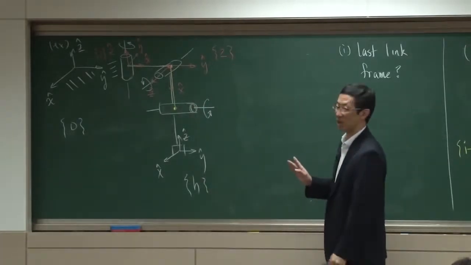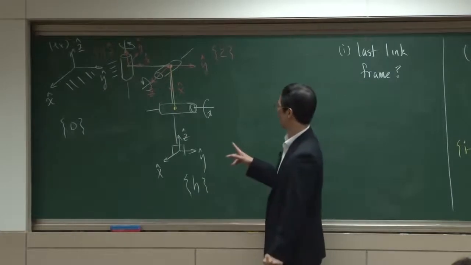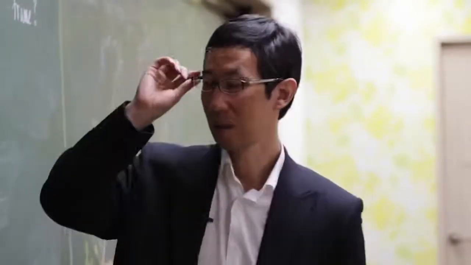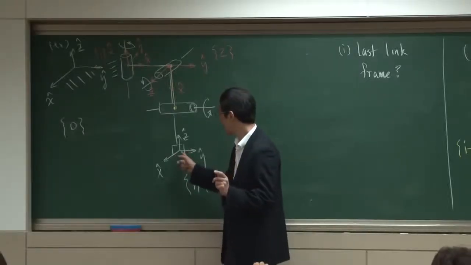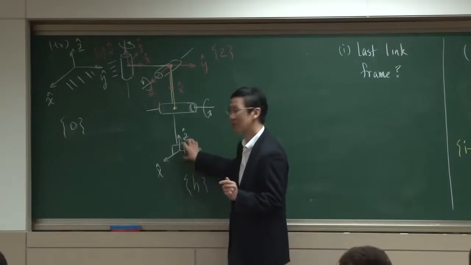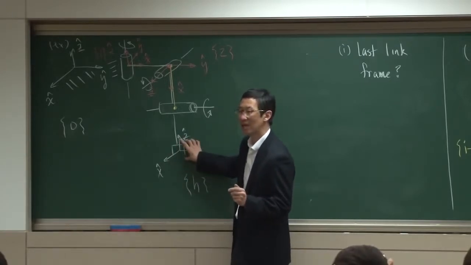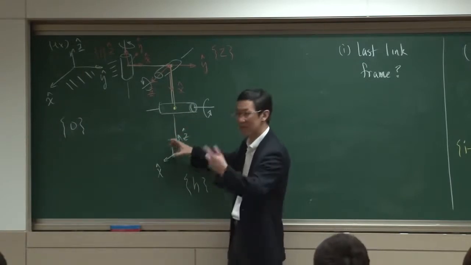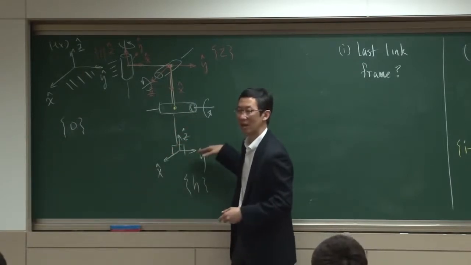Okay, frame 3. Uh-oh. Not sure what to do here. So what we could do is we can think of this being the frame for an imaginary joint axis out here.